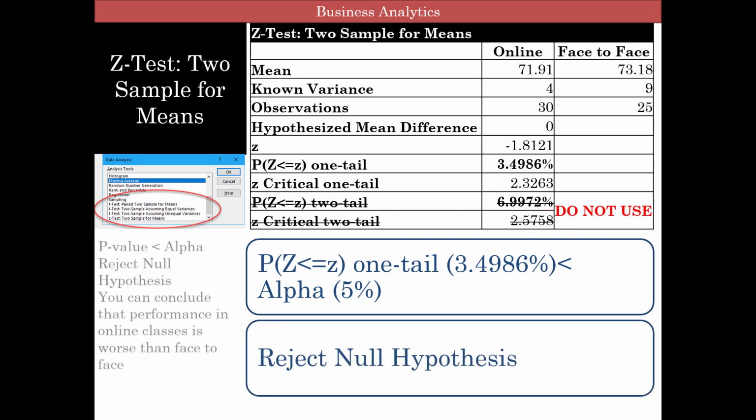And so you're going to reject the null hypothesis and you conclude that online students perform worse than face-to-face students. And here you have a confidence of more than 95%. And where did I get this 95%? It's 1 minus alpha. So it's a confidence you have when you reject your null hypothesis. The confidence with which you reject your null hypothesis is greater than your 1 minus alpha.